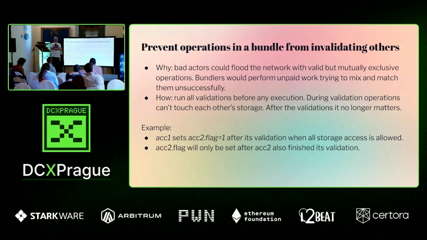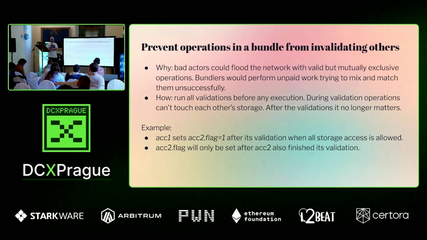Then we also need to make sure that if a transaction is valid alone, it is also valid on chain together with other transactions in the same bundle, because otherwise someone could produce a transaction that invalidates another transaction. Now we already established in the previous rule that transactions cannot, during validation, access the storage associated with another account. So validations cannot invalidate each other. However, execution can. So if, for example, we have transaction 1, which during its execution modifies a state that transaction 2's validation will look at, then transaction 1 can invalidate transaction 2. So this would make it very hard to build a valid block or to build a valid bundle.